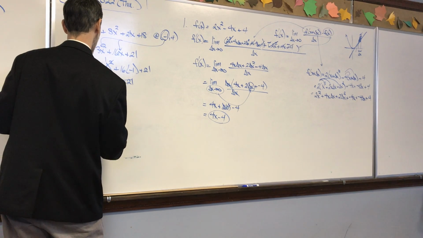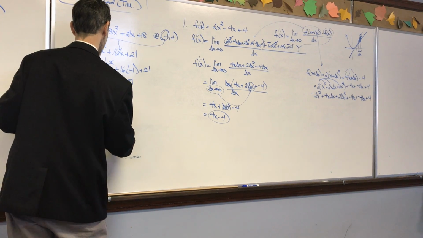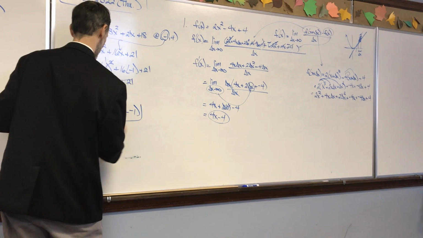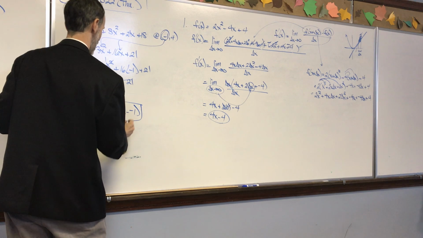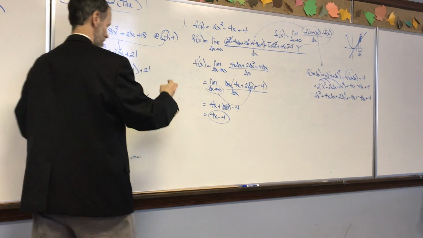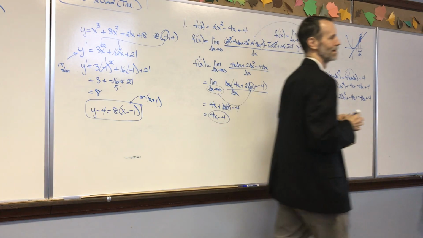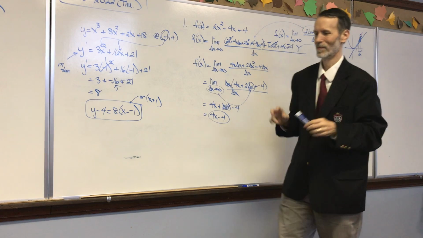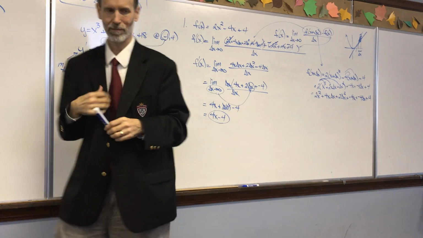y minus 4 equals 8 parentheses x minus negative 1. You can also do x plus 1. And that's your answer. Find the tangent slope, find the tangent point, and use them. Clear?